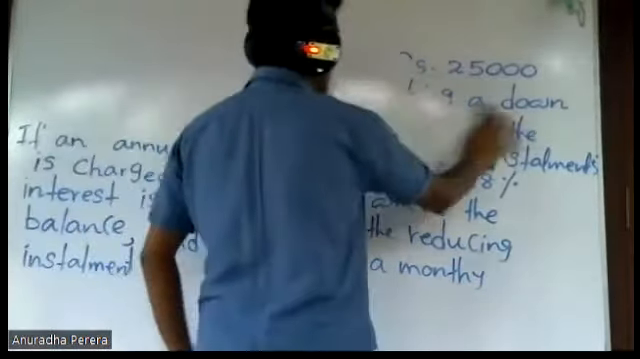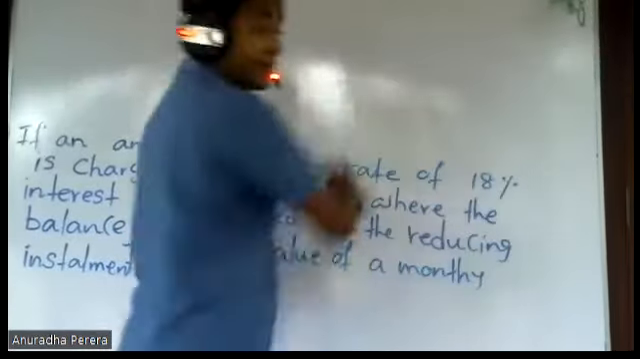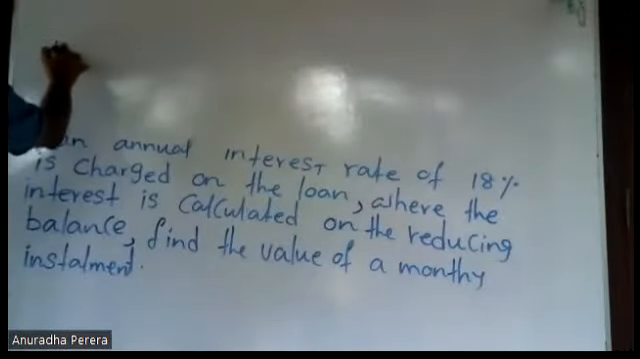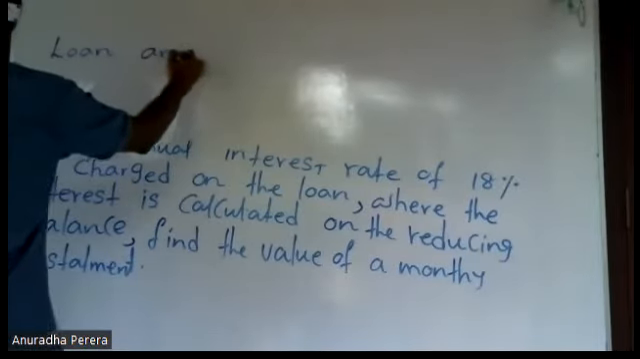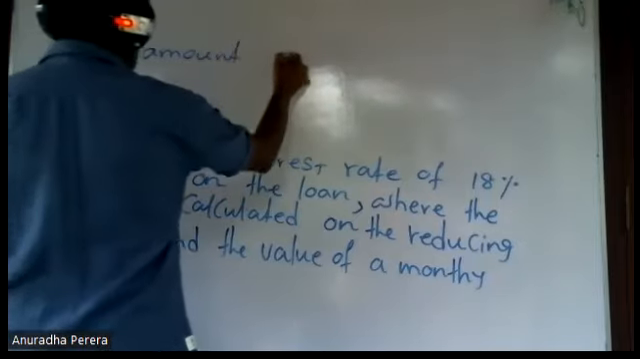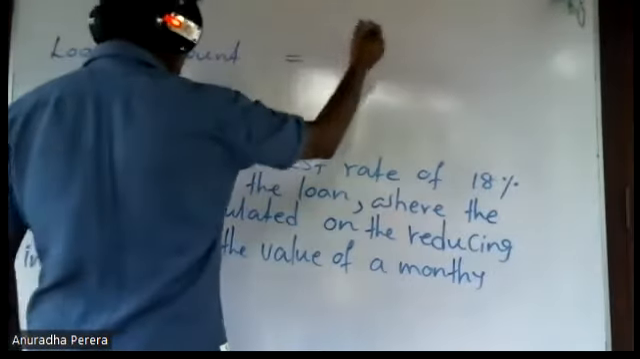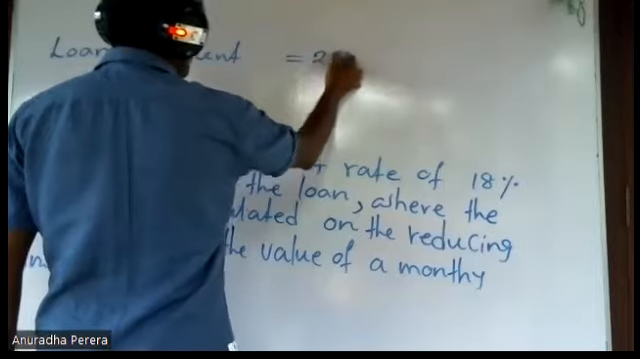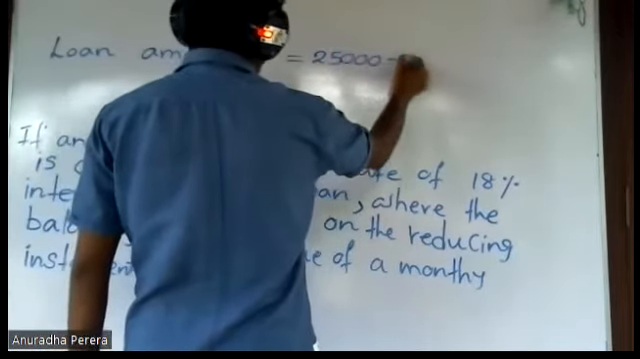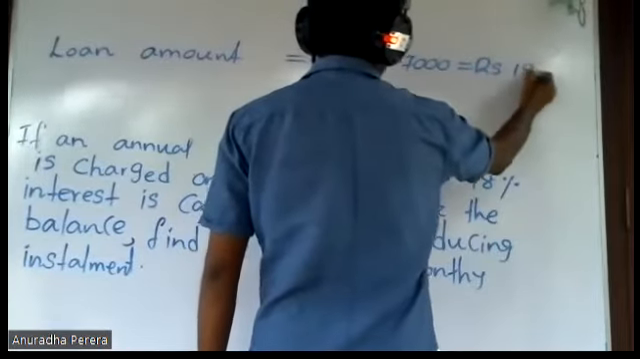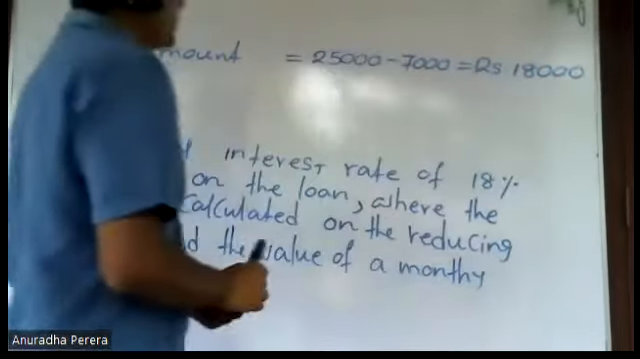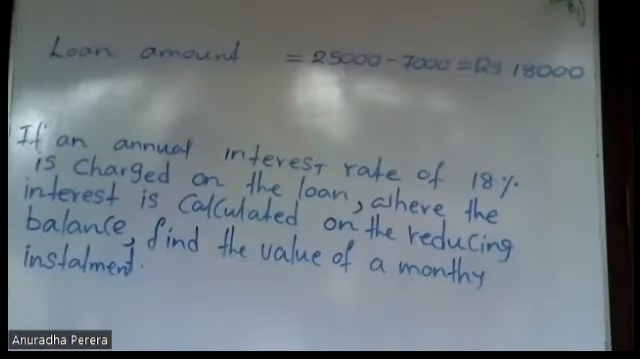determine the loan amount. First, you have to find the loan amount. Subtract 7,000 from 25,000. It is 18,000. Sorry, 7,000 from 25,000, it is 18,000.